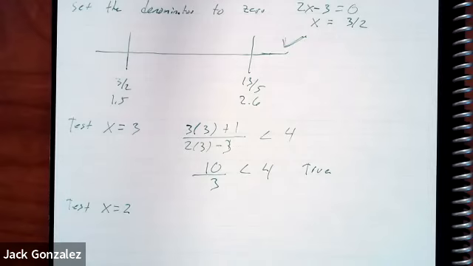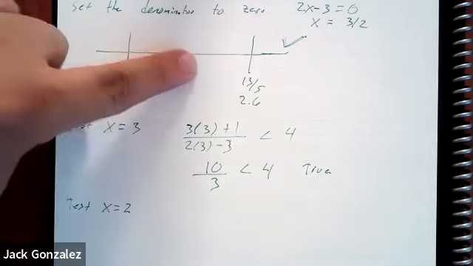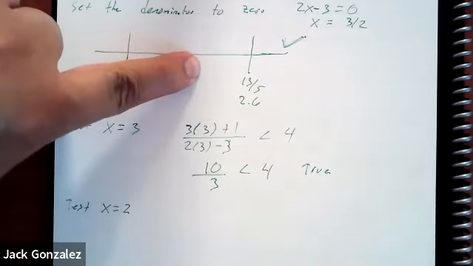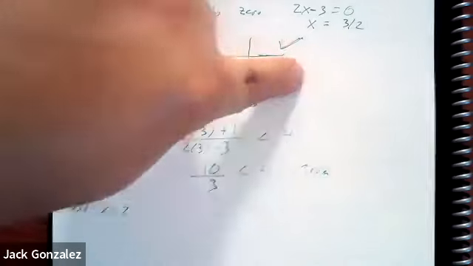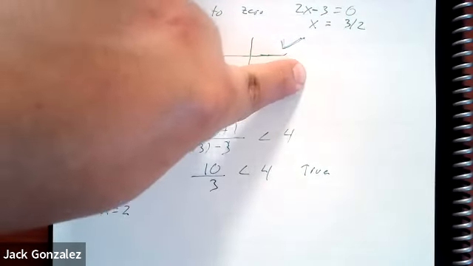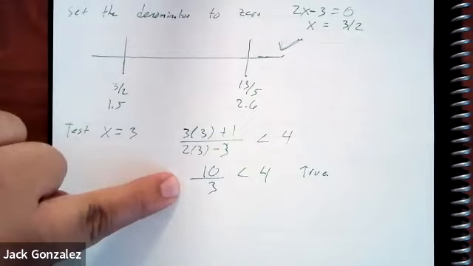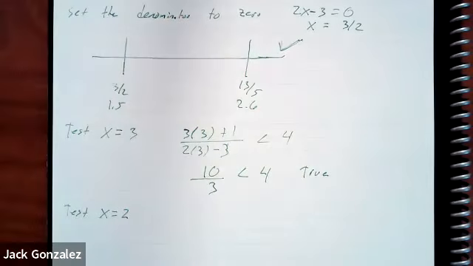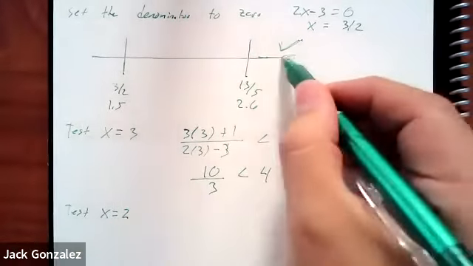Oh, no, yeah, we're choosing something between here. We picked 2. I'm sorry, we picked 3 up here. That's right. And we ended up with something below 4, so everything up here is fine.